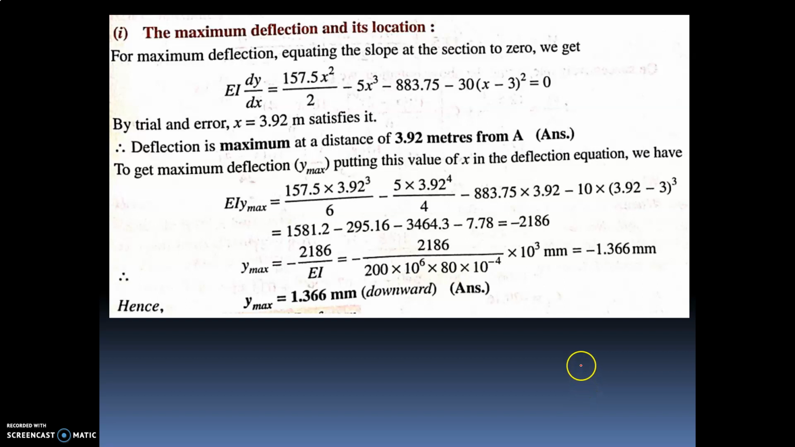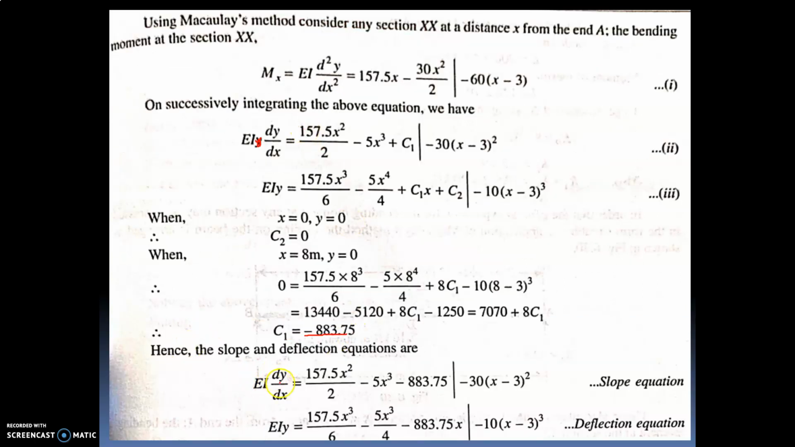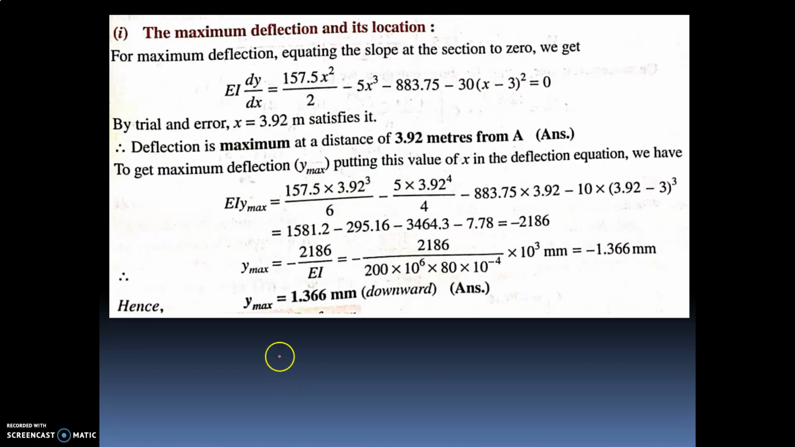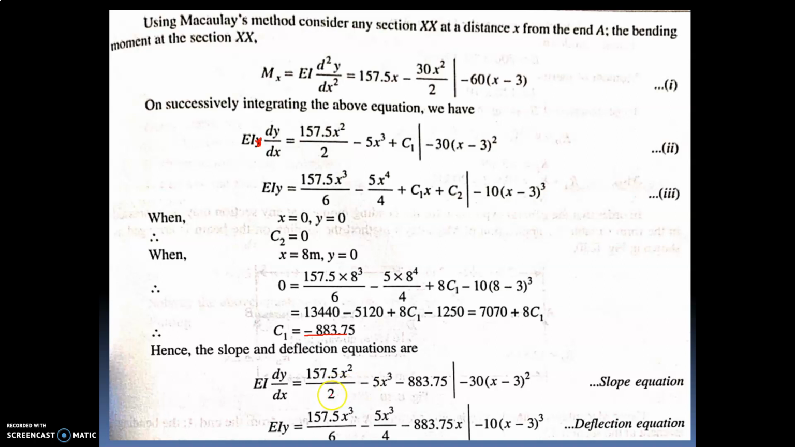After that, you have to calculate the maximum deflection and its location. To find the maximum deflection, first you have to consider the location where it occurs. So for that you have to use the slope equation. So take the slope equation and equate that equation equal to 0. Where there is a maximum deflection, slope at that point is 0. So if you consider that slope equation, EI dy by dx is equal to this equation. So here dy by dx is equal to 0 slope. So this whole term becomes 0, and in that equation only this part remains.